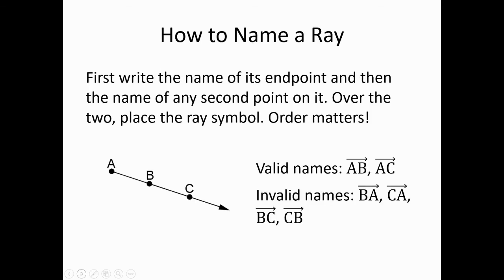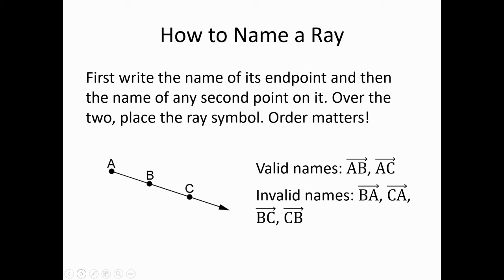Now, as for how we name a ray, we have to be careful here. In the case of lines and segments, the order of the points that were used to name the object was irrelevant, but that is not true in the case of a ray. When we name a ray, we have to use the endpoint. The endpoint must come first.